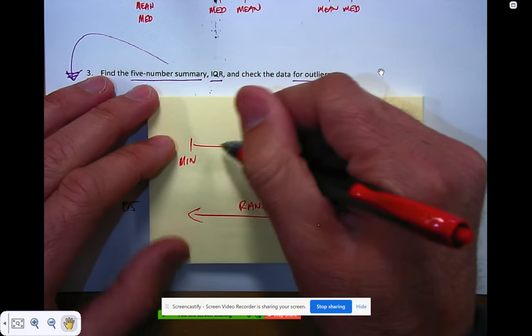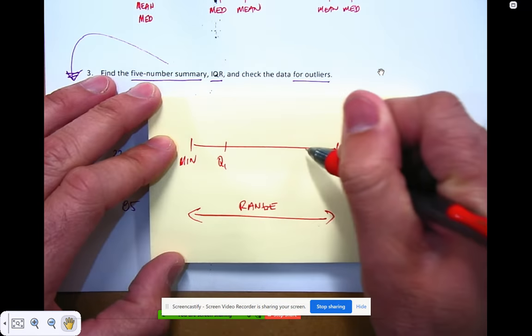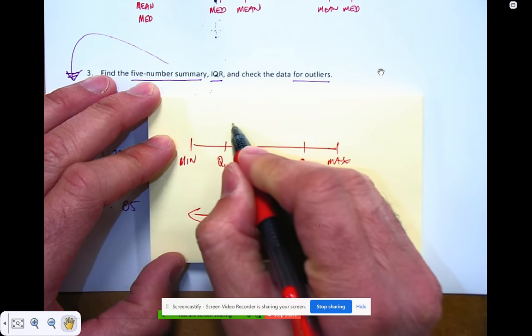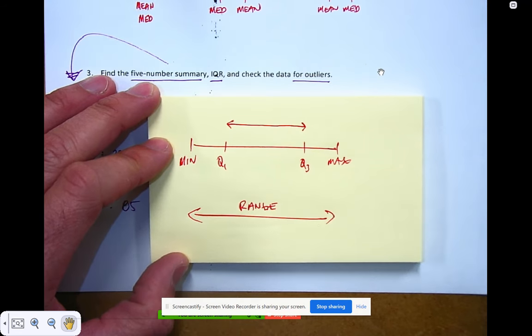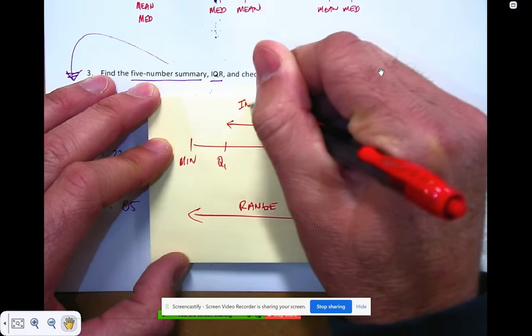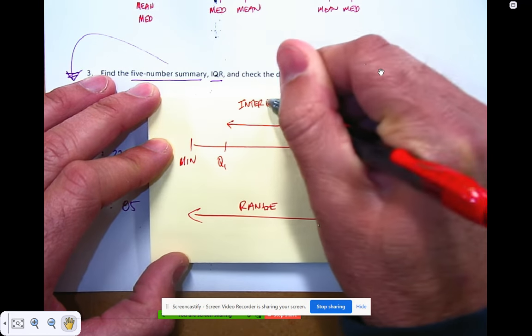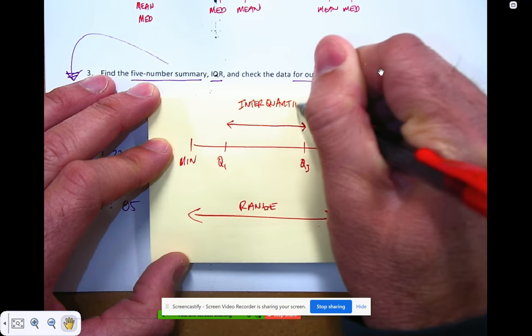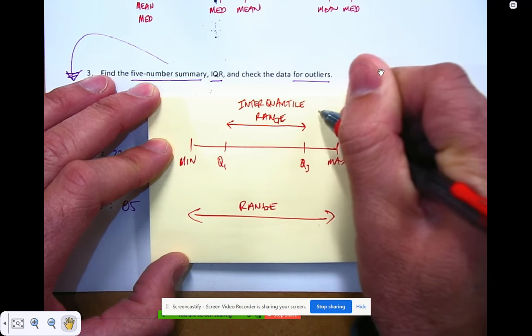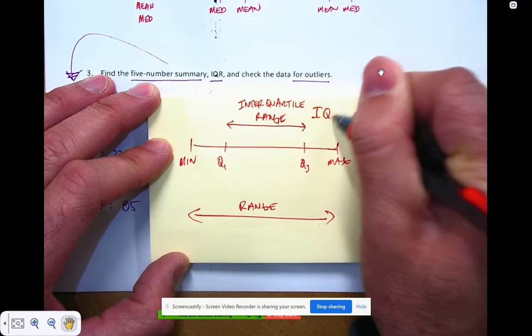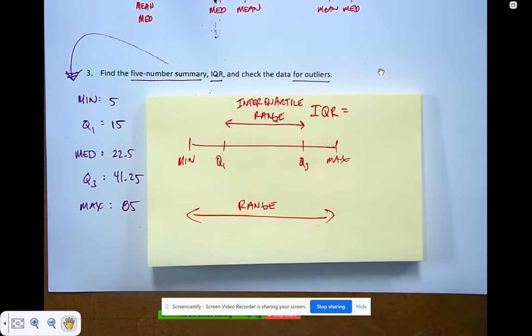Okay, so what if I put quartile 1 and quartile 3? The distance between those two is what we call the interquartile range, which is just IQR for short. And once you see this picture, it's really easy. I don't think it's confusing to your brain.